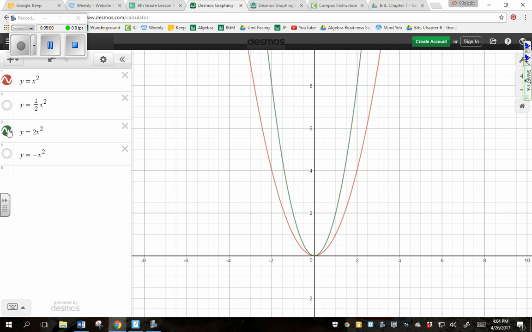Finally, let's turn that one off. So now we're going to compare to x squared negative x squared. So we have a negative 1 in front.